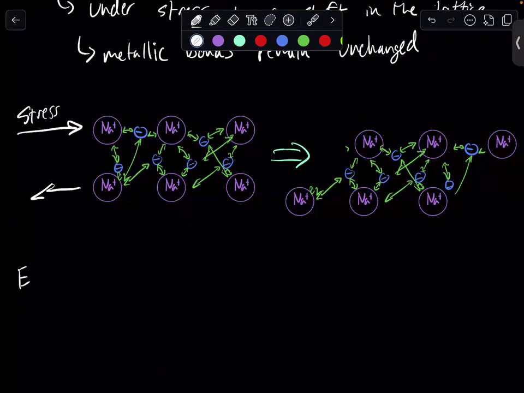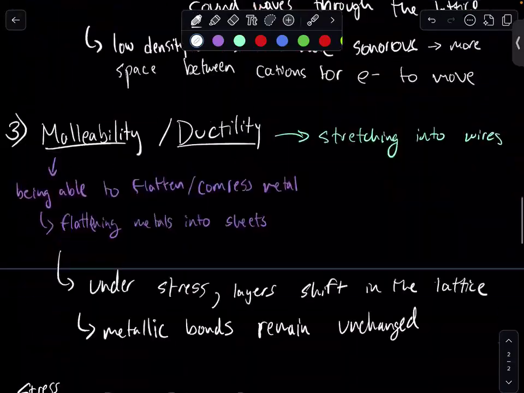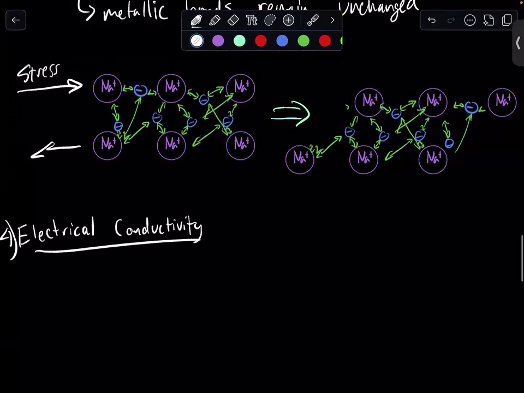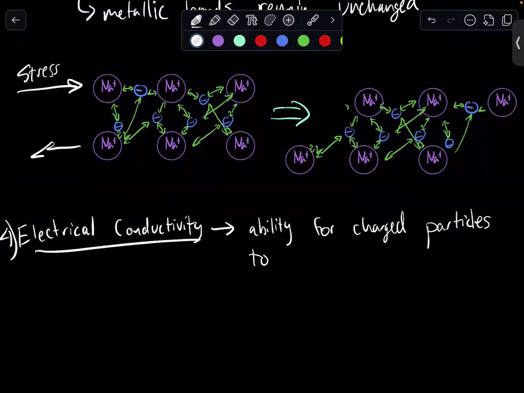So now we're going to look at electrical conductivity. So electrical conductivity, we described this when we talked about properties of ionic compounds. Now, we may remember that the electrical conductivity is the ability for charged particles to move through a space.